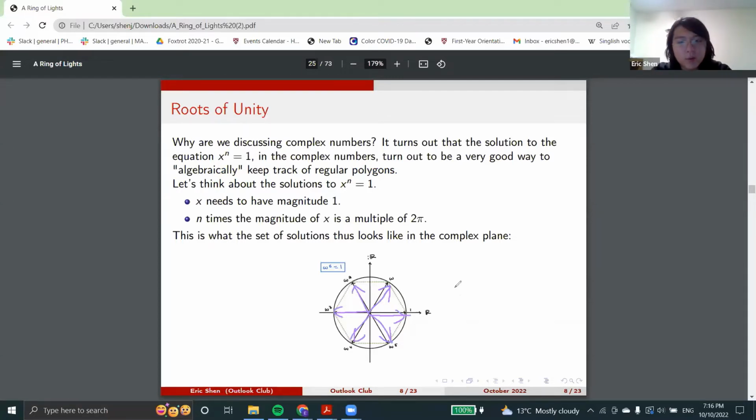But intuitively, why this is true, if you know anything about complex addition, is because when you add two complex numbers, you're basically just playing them head to tail.